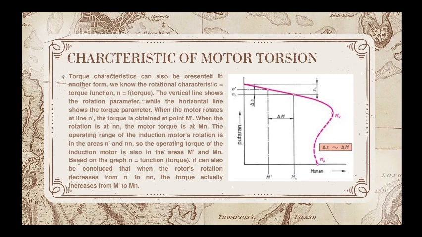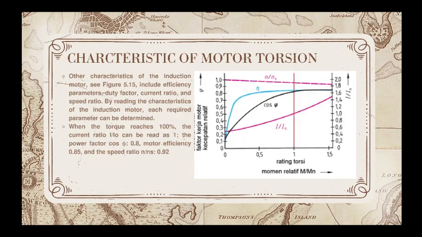It can also be concluded that when the rotor's rotation decreases from N to Nn, the torque actually increases from M to Mn. And the other characteristics of the induction motor can be seen in figure 1.15, which includes efficiency parameter, duty factor, current ratio, and speed ratio. By reading the characteristics of the induction motor, its required parameters can be determined. When the torque reaches 100%, the current ratio I per I0 can be read as 1, the power factor cos theta 0.8, motor efficiency 0.85, and the speed ratio N per Ns is 0.92.